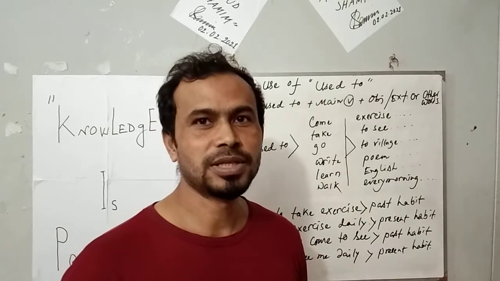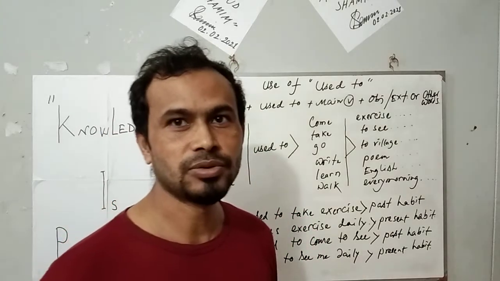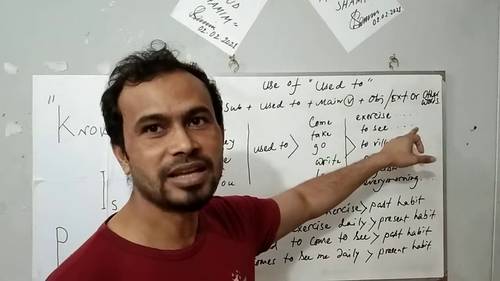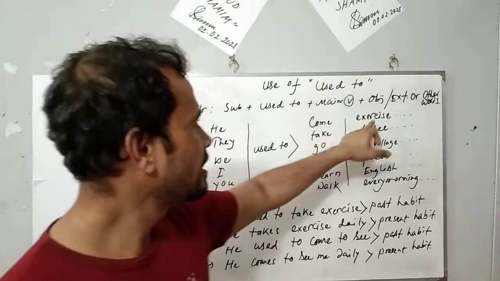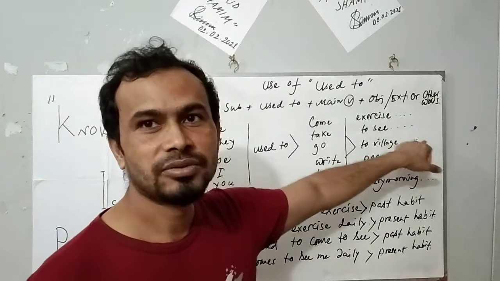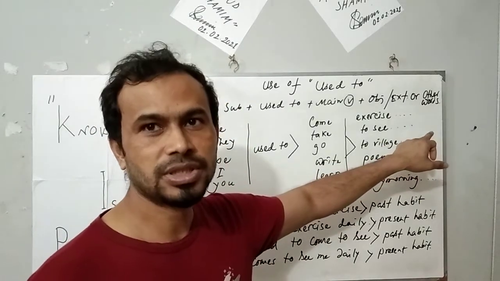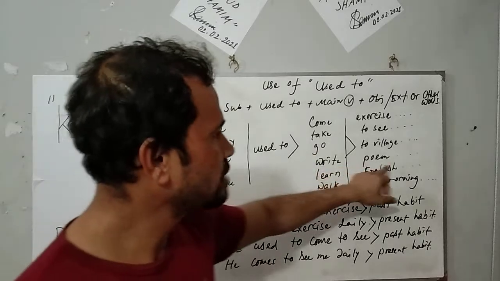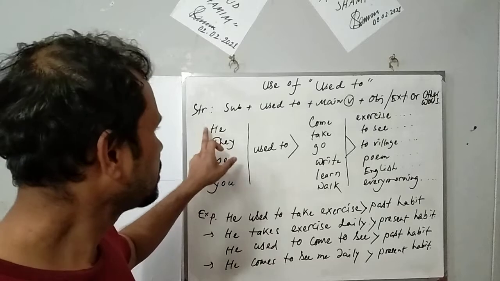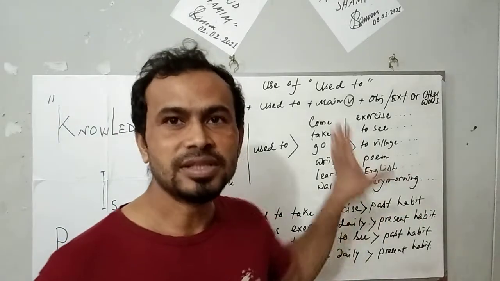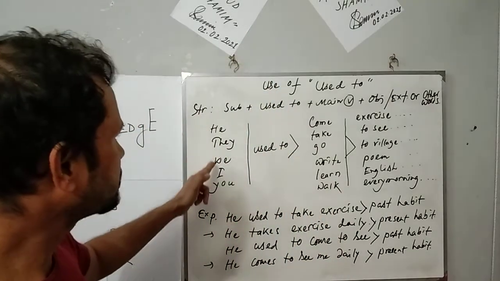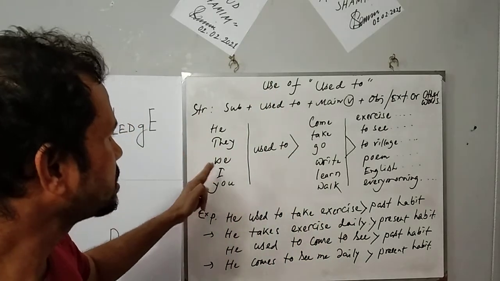The present habit, now I would like to tell you. He comes to see me daily. He takes exercise daily. He goes to village to see his relatives every day. He writes poems daily. He learns English every day. He walks every morning. So these sentences are present habit. In this way you can use these subjects like they, we, I, you.